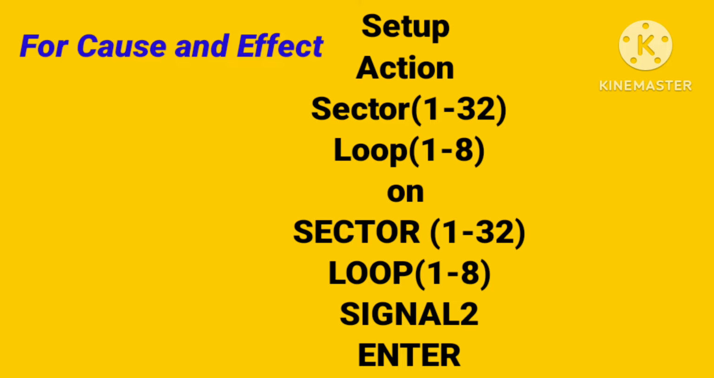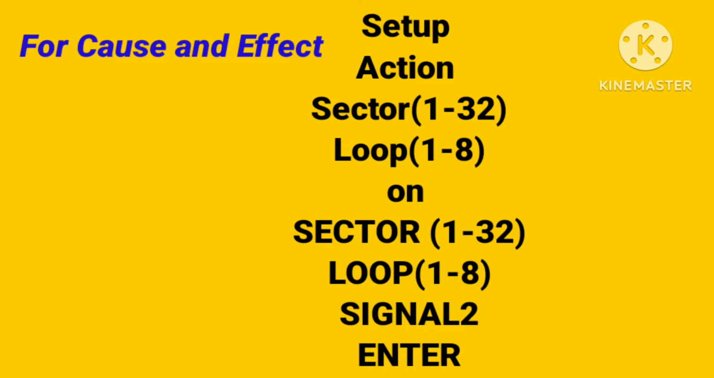If you want to put cause and effect according to sectors, like if there is an alarm in sector 1, then only sector 1 should be activated, or sector 3 or sector 4, for that programming we go to setup, action, sector. This is the input sectors. The sectors from where the activation will be done, the input devices: setup, action, sector number and the loop number, then on.